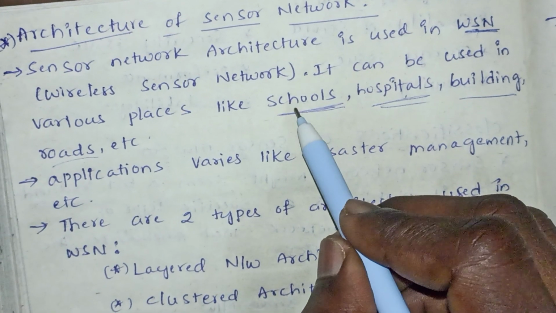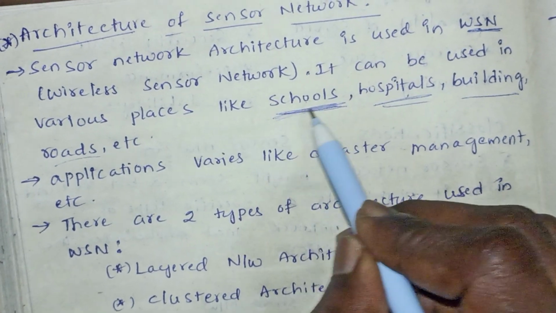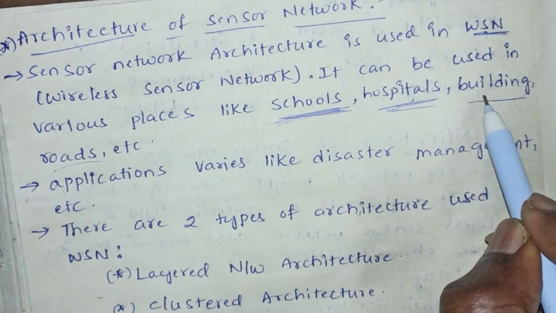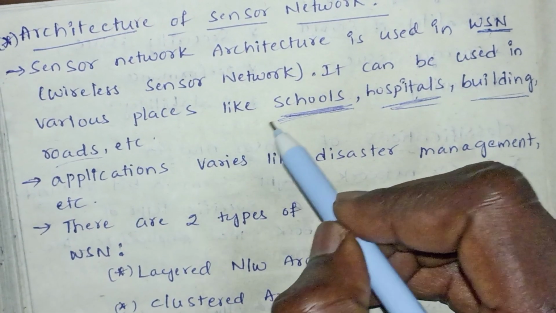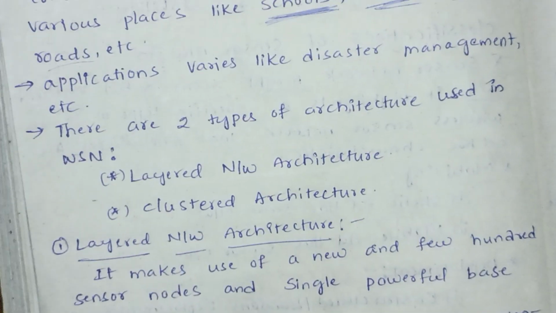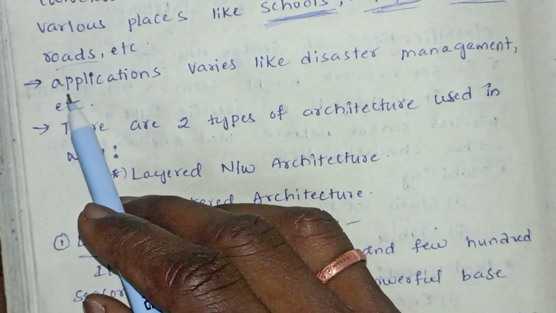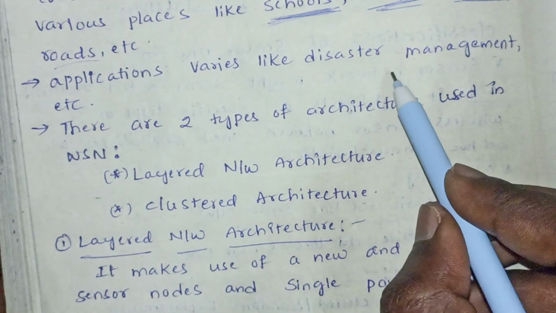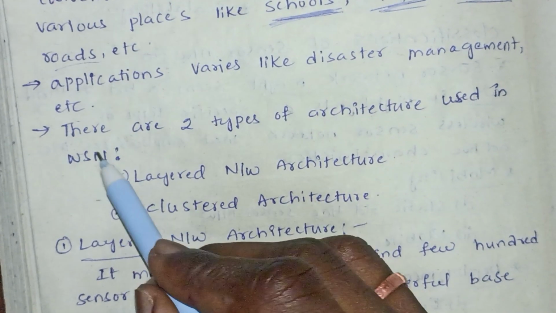These are applications of sensor network also. Schools, hospitals, buildings, roads, etc. These all will come under applications also. Next step is applications, which vary, like disaster management, etc.